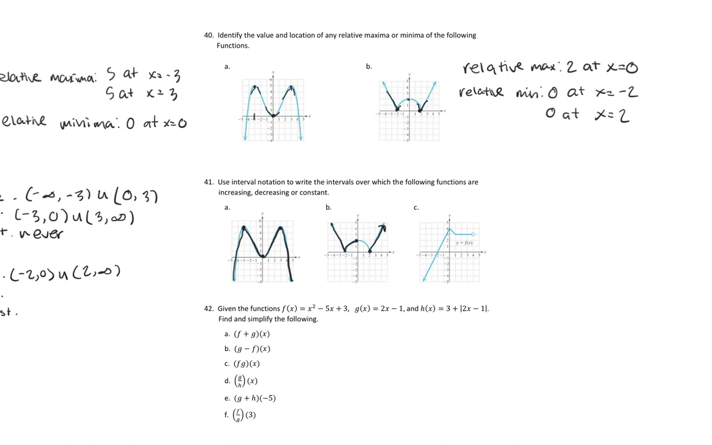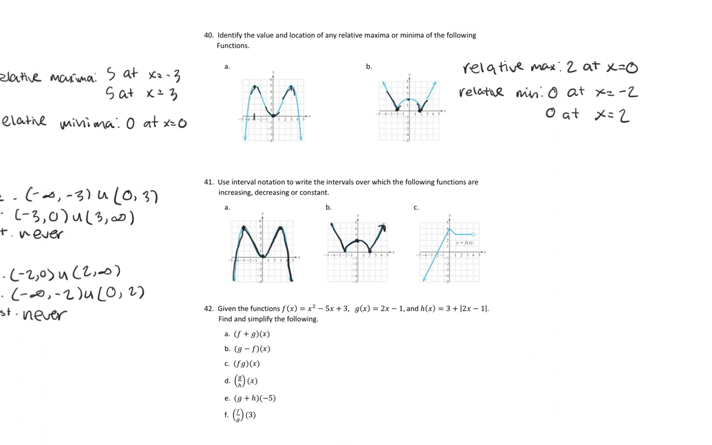And then it starts increasing again, like we said. So it looks like it's decreasing from negative infinity to -2. And then once we increase from -2 to 0, it takes a high and then starts decreasing again. And so it decreases from 0 to 2. And it's constant, never. All right?